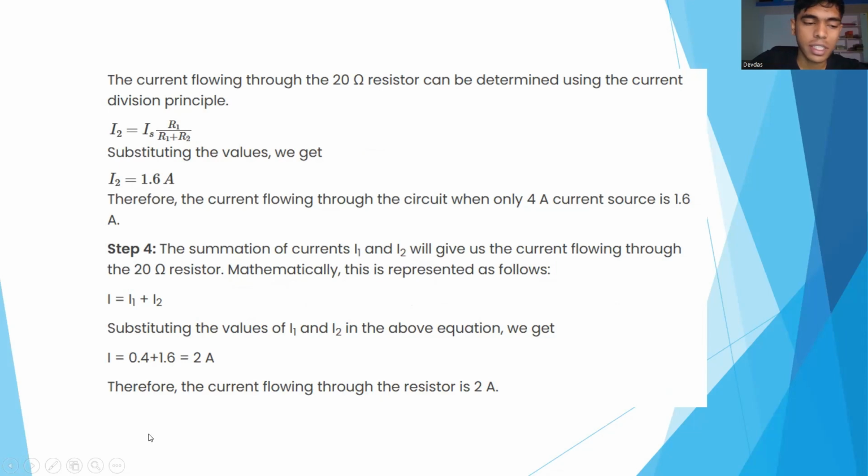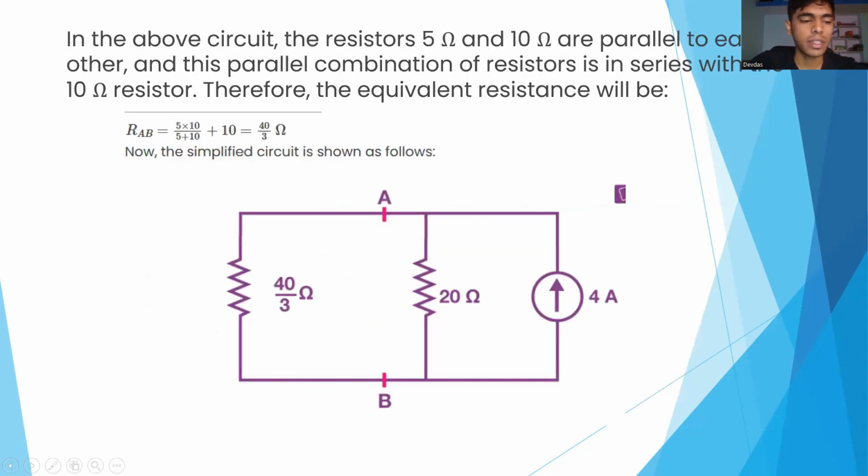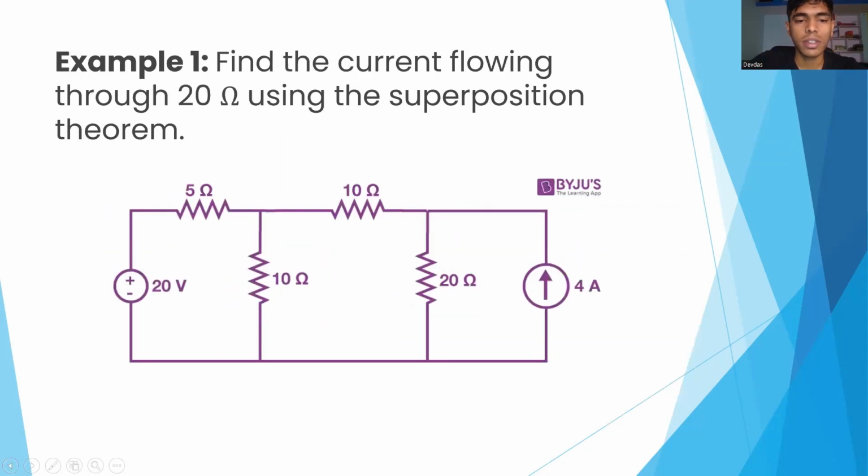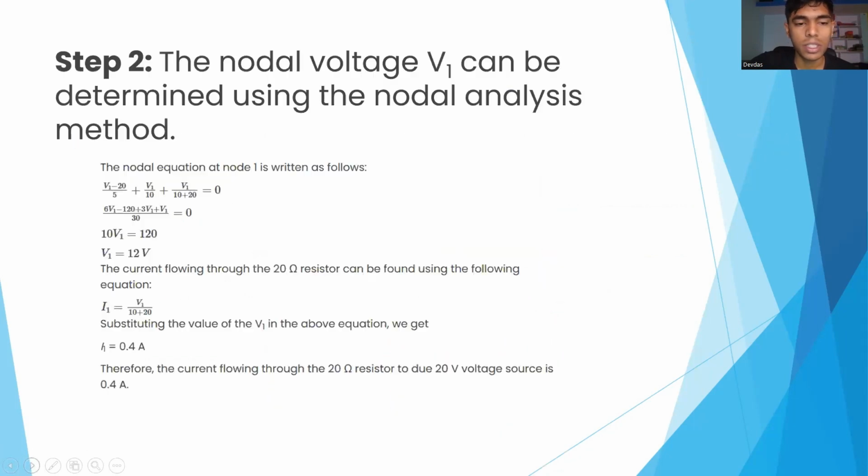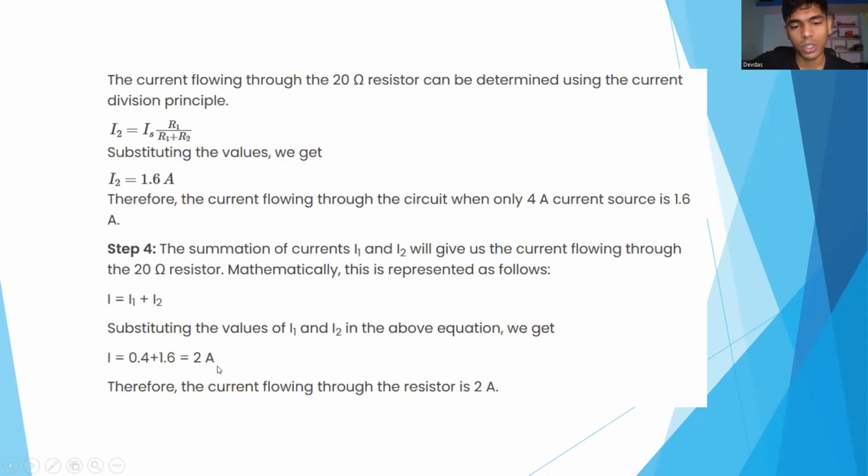And as you can see, the total current flowing through the 20 ohm resistor due to the 20 volt source and the 4 ampere source is 0.4 plus 1.6, which is 2 ampere. So this is the most basic example of the superposition theorem.